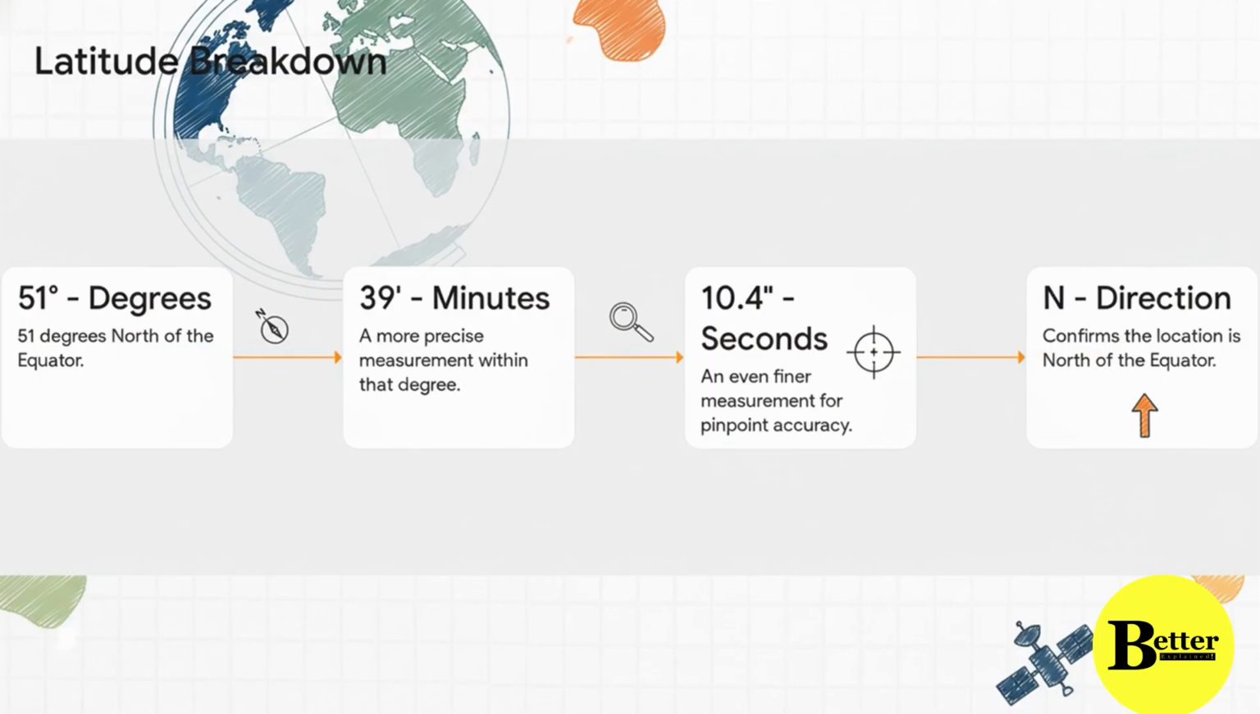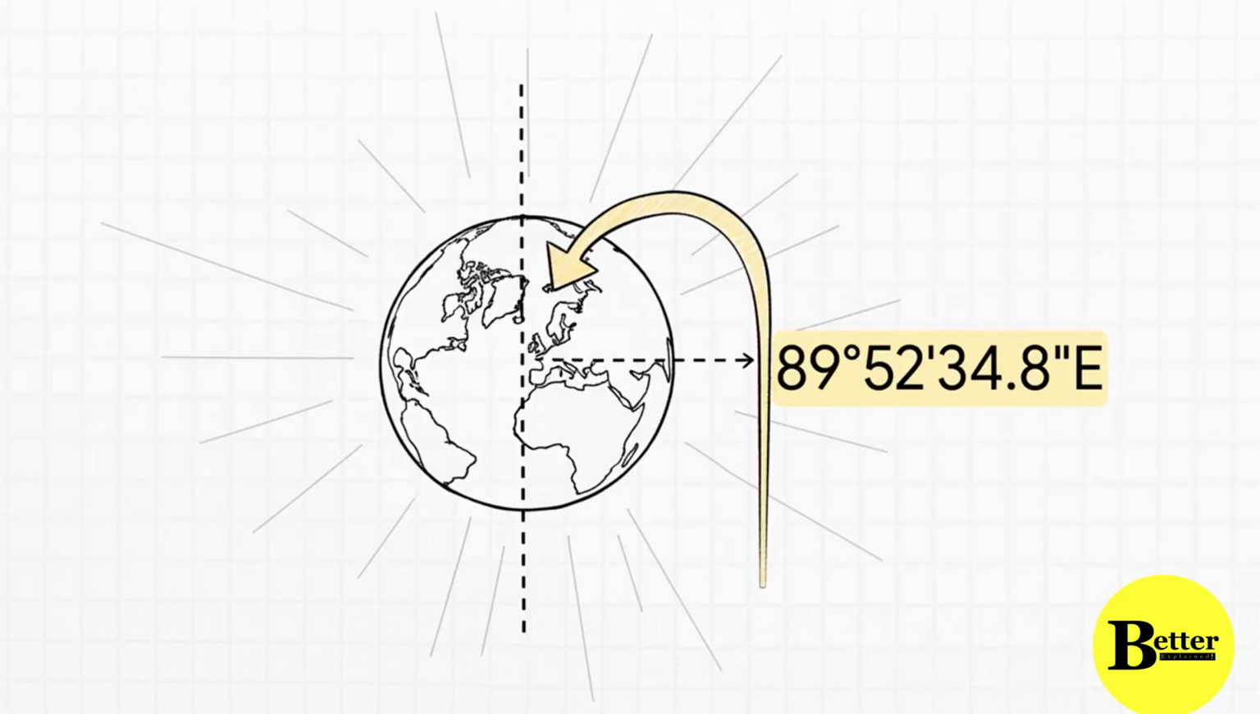And this is where you see the different layers of precision. Think of it like zooming in. The 51 degrees gets us in the right neighborhood, 51 big steps north of the equator. But a degree is a huge area. So to get more precise, we break each degree into 60 smaller pieces called minutes. We're at the 39-minute mark. And for really pinpoint accuracy, each minute is broken down into 60 seconds. We're at 10.4 seconds. And that little N at the end just confirms what we already know. We're north.